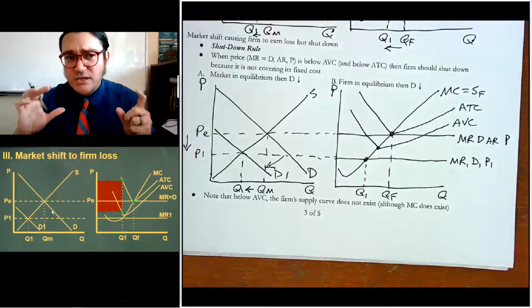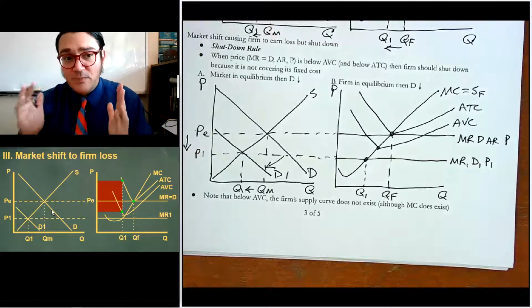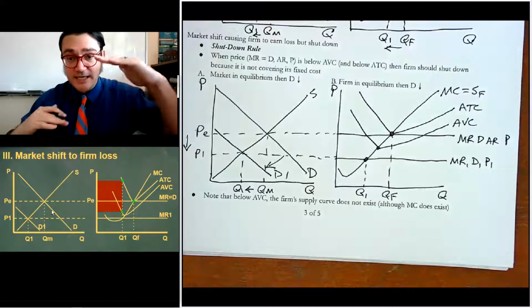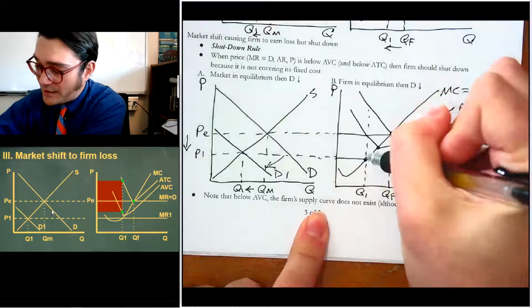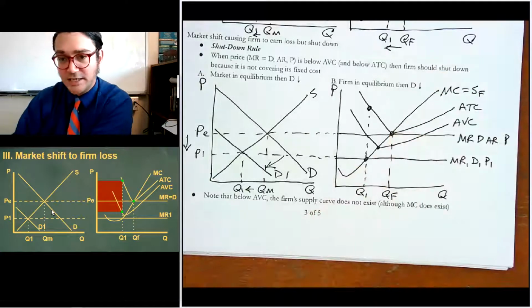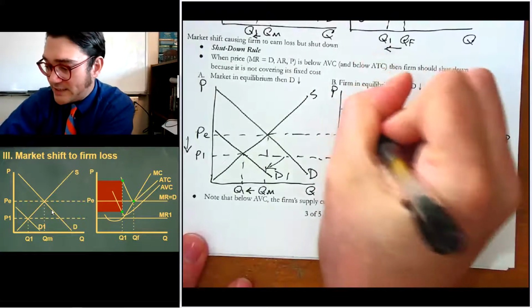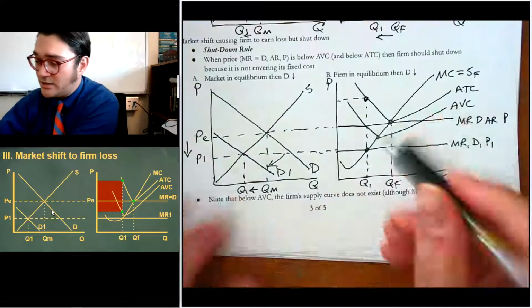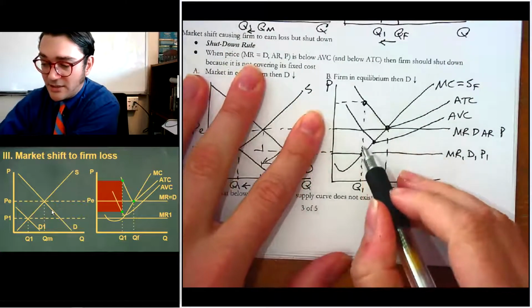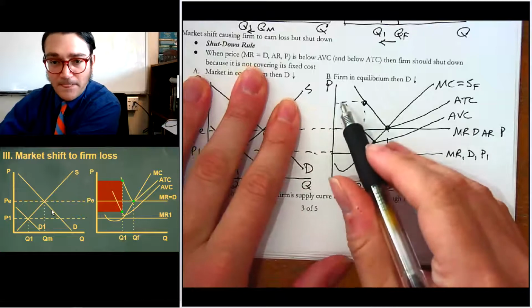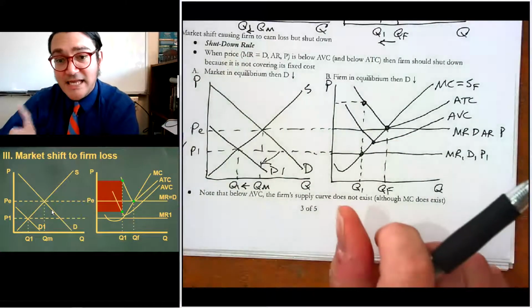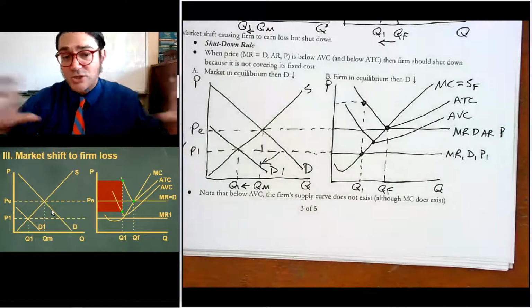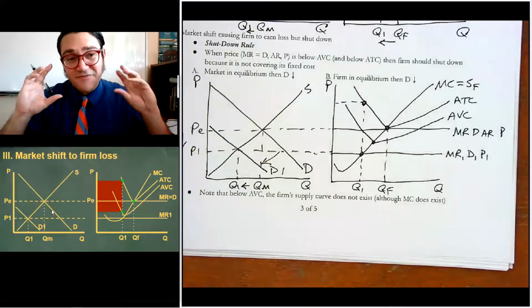Now, here's where this is going to get a little technical. If they actually operated, we would compare the price to the ATC. So the price is here, and that would be all the way up to here to the ATC. If you can visualize, I'm not going to shade it here, connecting all of that, that would be the loss rectangle. But the firm's not going to do that. Instead, what it's actually going to do is just shut down. It's going to lose the fixed cost.